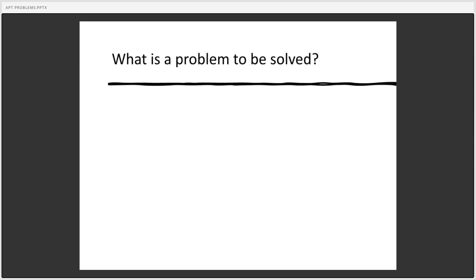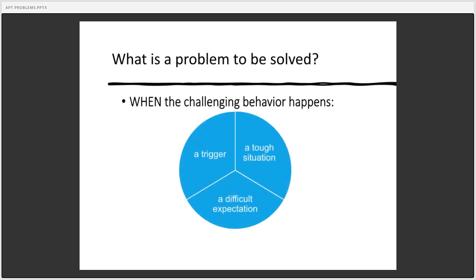So what is a problem to be solved? That's a weird kind of term to use. The problem to be solved is when the challenging behavior happens. It's what led to the challenging behavior. So you can think about it in 3 ways. You can think about it as what was the tough situation, the situation that was really difficult for the youth and that led to the challenging behavior.